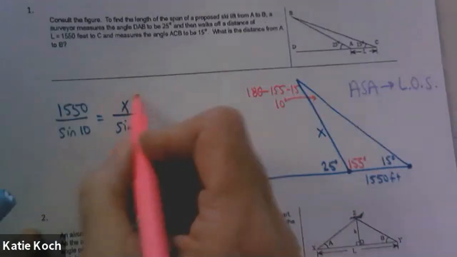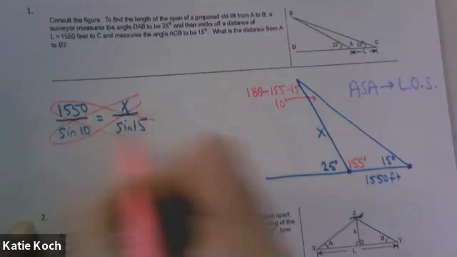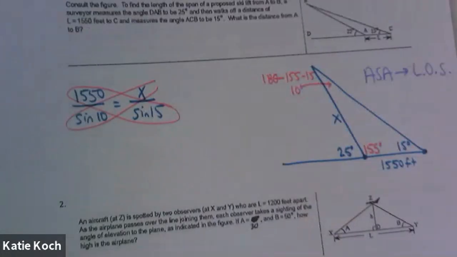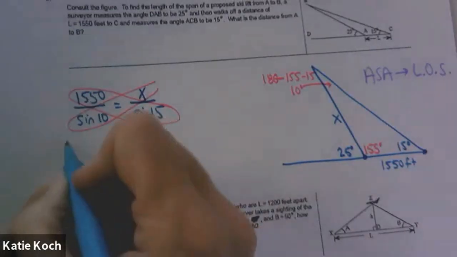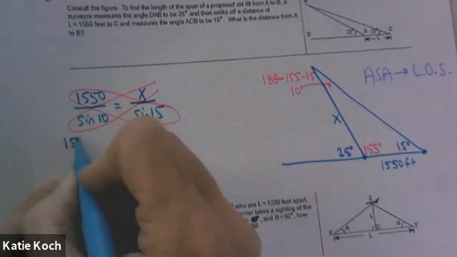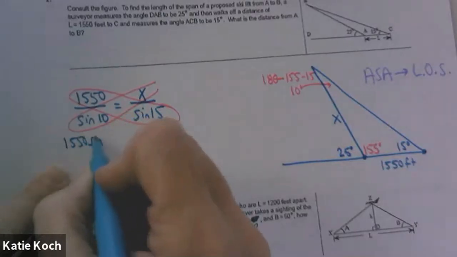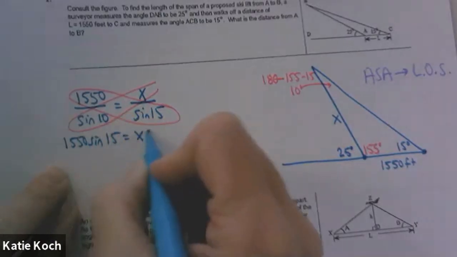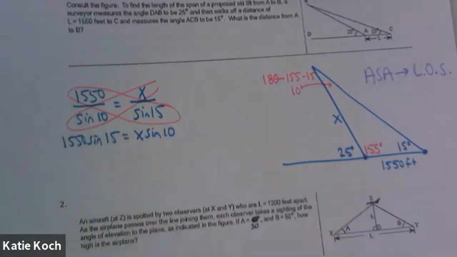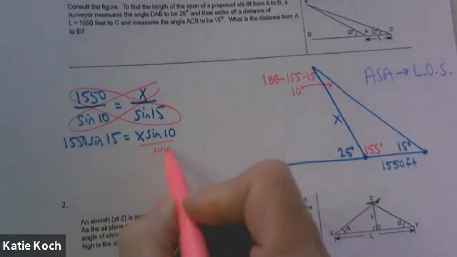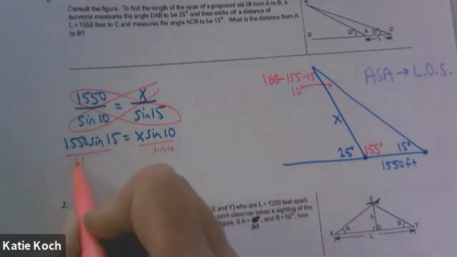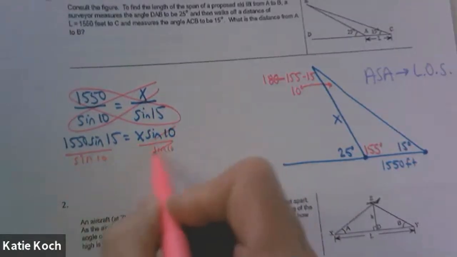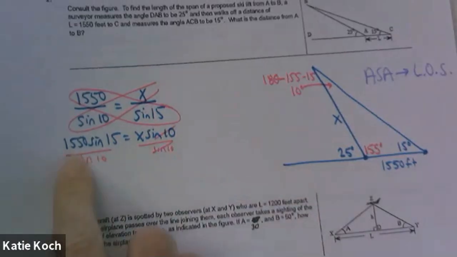So let's cross multiply. Now you're going to need your calculator on degree mode because look at what happens. I get 1,550 times the sine of 15 equals x times the sine of 10. I'll divide both sides by that sine of 10. So all at once on my calculator, I'm going to type in 1,550 times the sine of 15 divided by the sine of 10.